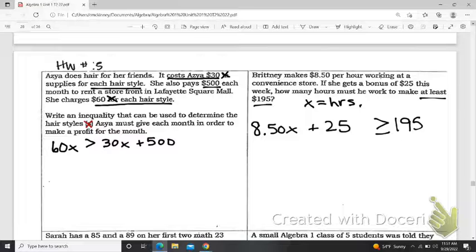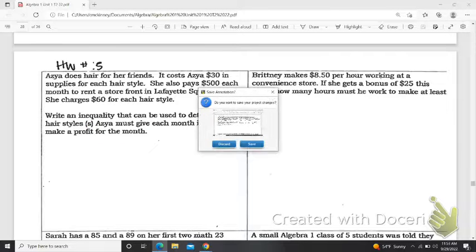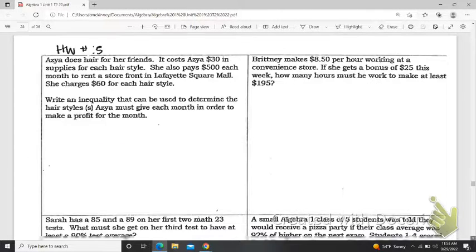All right, so those two are set up. Scroll down to these next two.